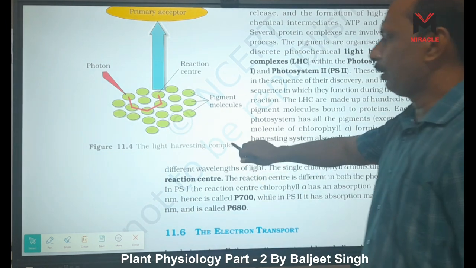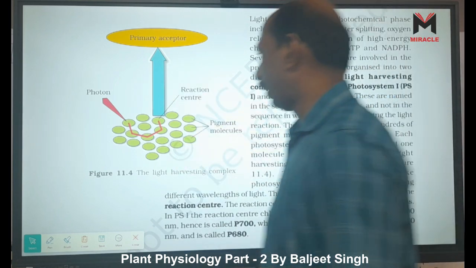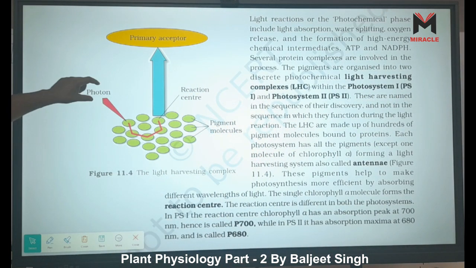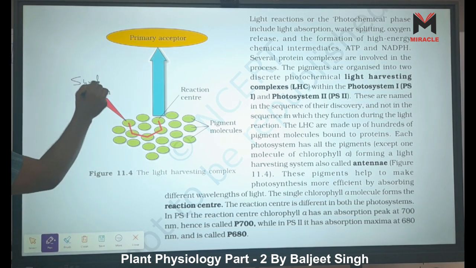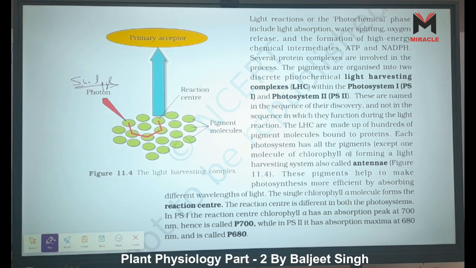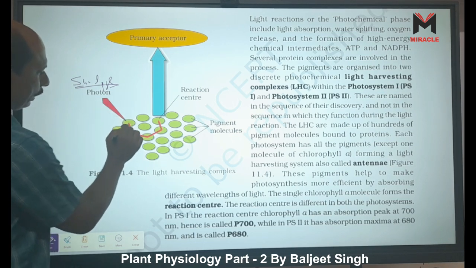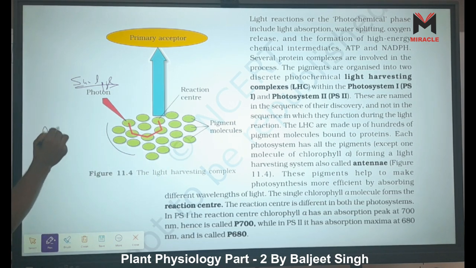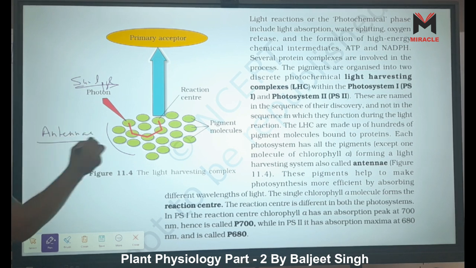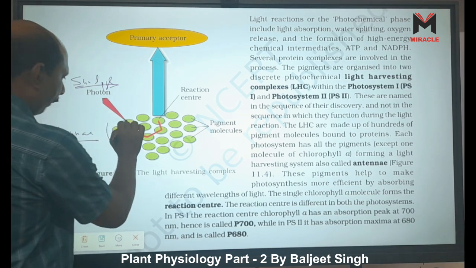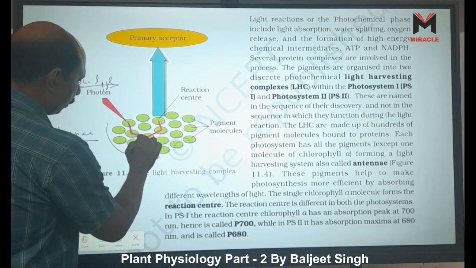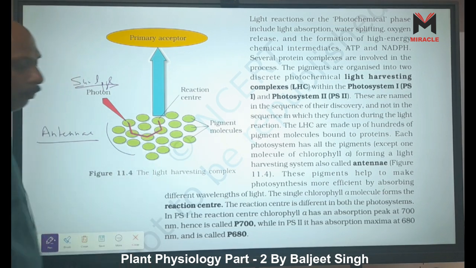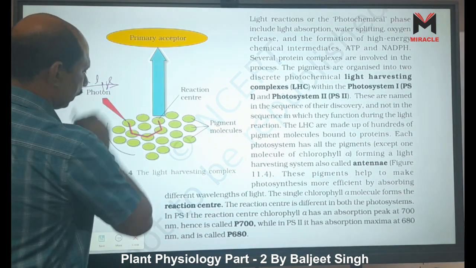The structure is given here. You can understand here: the light harvesting complex is there. Photon represents the sunlight. Sunlight is absorbed by these antennae pigments. Right? Okay, they absorb sunlight. Then this light is passed to different pigments and then comes to the reaction center.